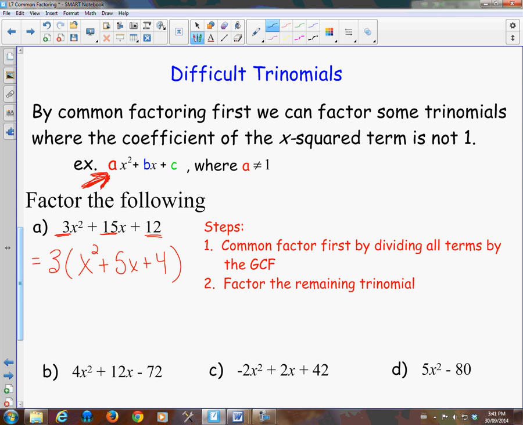Now I notice that I've got my trinomial. I want to factor again, get numbers that multiply to 4 and add up to 5. So I keep my greatest common factor, and to factor a trinomial I have 2 brackets, an x at the front of each, and what multiplies to 4 and adds to 5 would be plus 4 and plus 1. The order doesn't matter. I could have put plus 1 first and then plus 4.